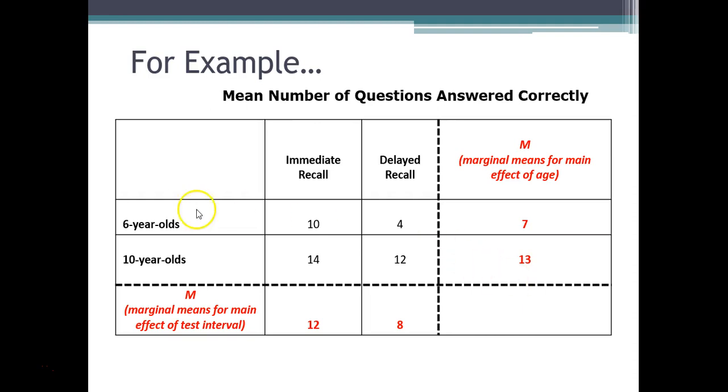And if you were looking for the main effect of age, so the question is, is there an effect of age? Is there an effect of being 6-year-olds or 10-year-olds on your memory, regardless of whether you take an immediate or delayed recall test, or averaging across whether you take an immediate or delayed recall test? So what do we see here? 6-year-olds on average get 7 right on the test, and 10-year-olds on average get 13 right on the test.